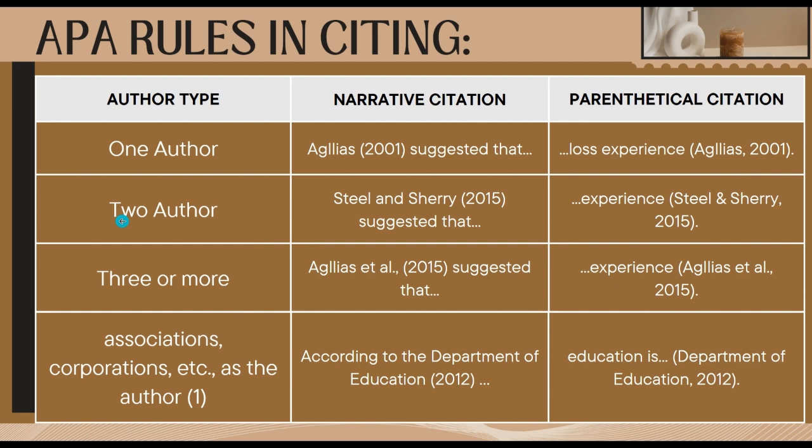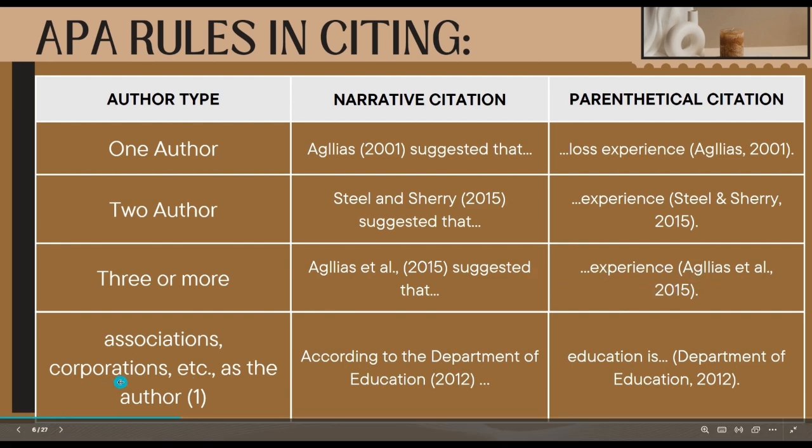If we have two authors, state the two authors, both separated by the word and. If we use parenthetical citation, if we have two authors, the two authors are separated by an ampersand. If we have three or more authors, state the surname of the first author followed by the et al, meaning and others, and then the year. That is for narrative citation. And as for parenthetical citation, same format, but it is found at the ending of each statement.